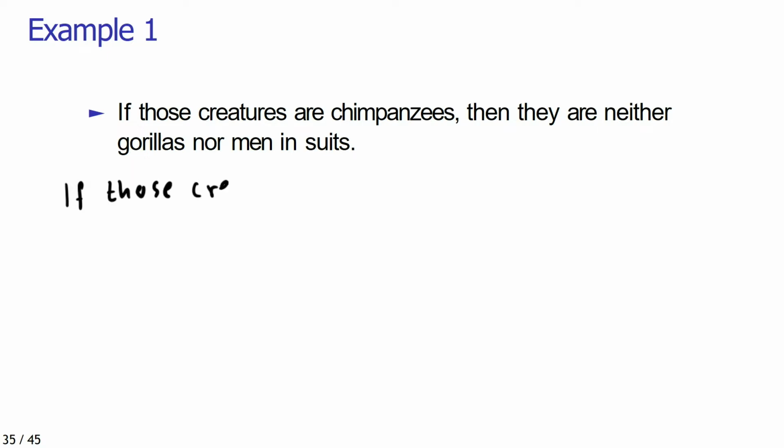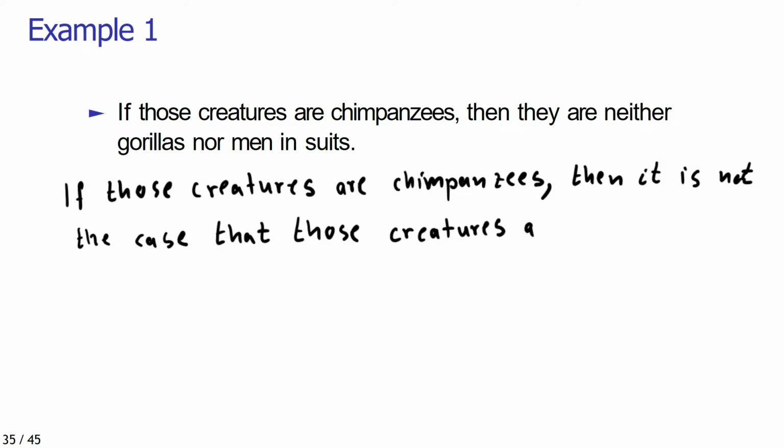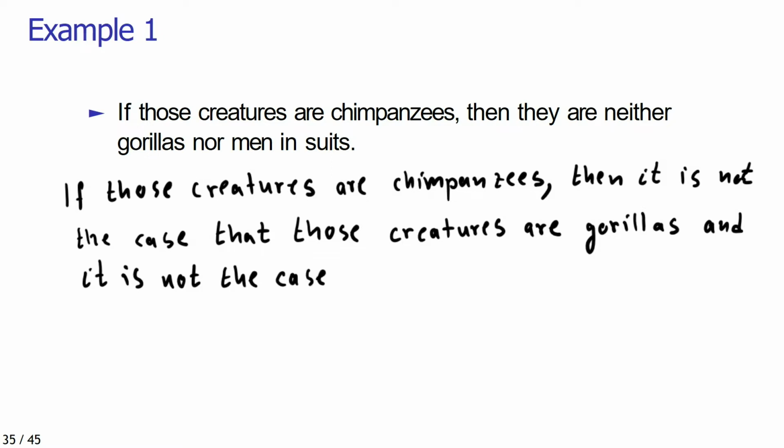If those creatures are chimpanzees, then it is not the case that those creatures are gorillas, and it is not the case that those creatures are men in suits.